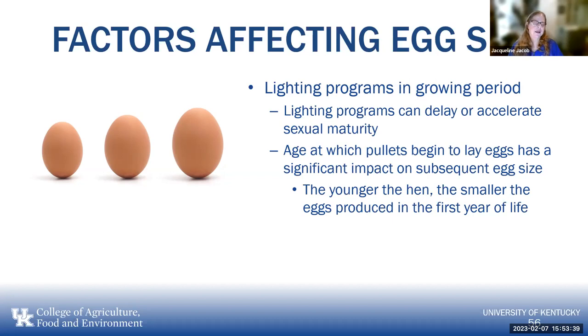Hens come into egg production with increasing day length, so we call that light stimulation. The age at which pullets begin to lay eggs, meaning the age at which they are light stimulated to lay, has a significant impact on the subsequent egg size. The younger the hen when they start laying, the smaller the eggs produced in the first year. An overly large hen will lay larger eggs for most of her life.